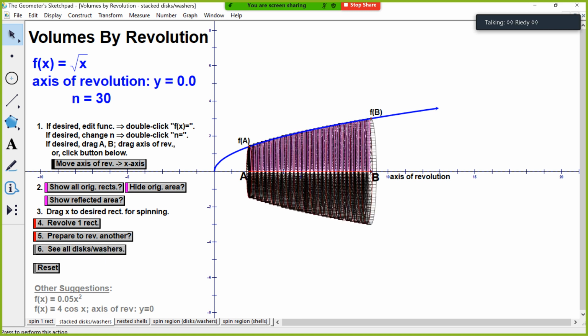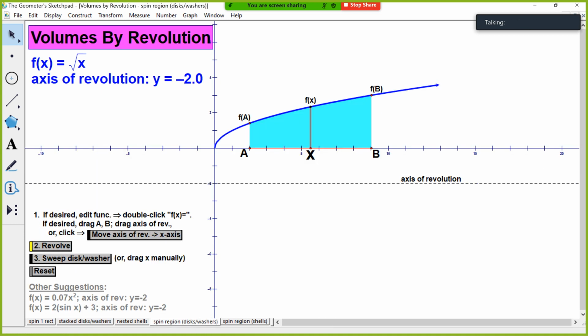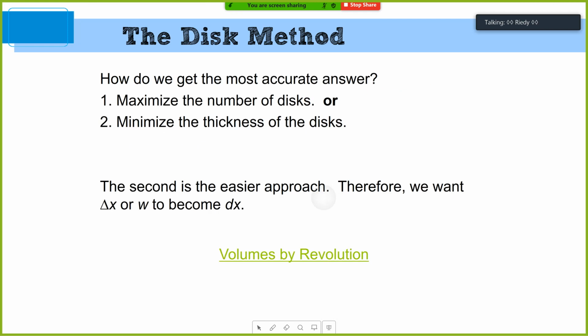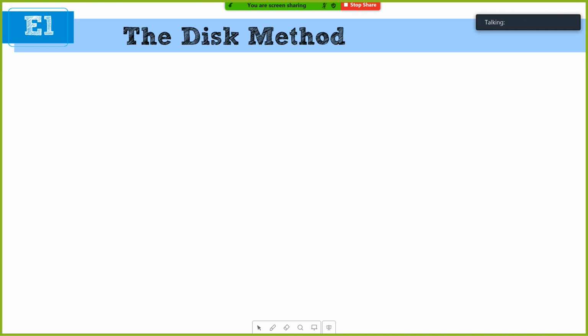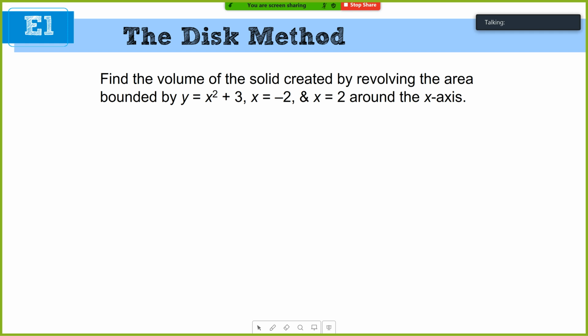And that's pretty close, but it's not where we want it to be. We want it to be the actual volume of that figure, not an approximation. So to do that, we're going to increase n to infinity, or we're going to shrink the thickness of that to 0. We'll come back to that later. Okay, now I'm going to go back to my slideshow. All right, so here we go. First example.